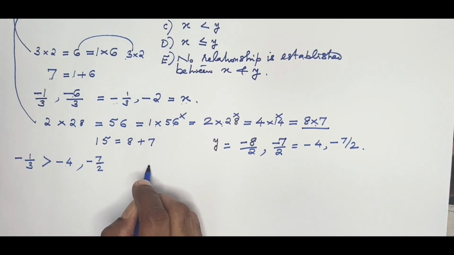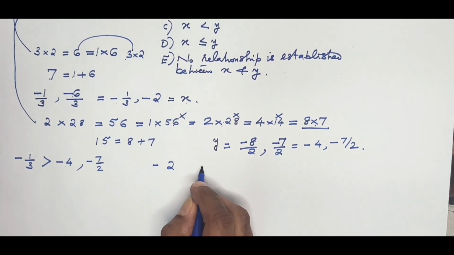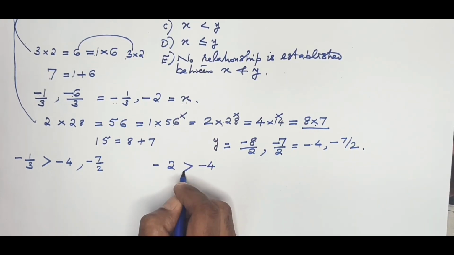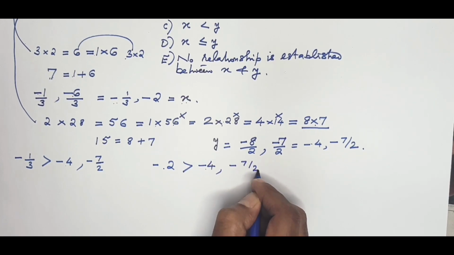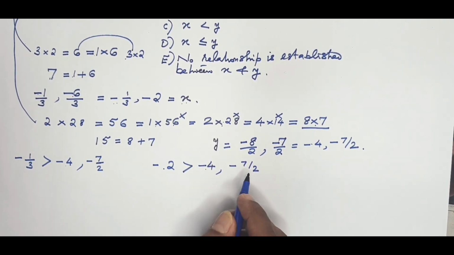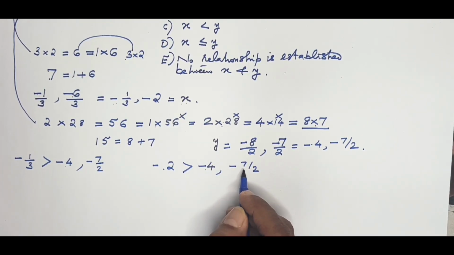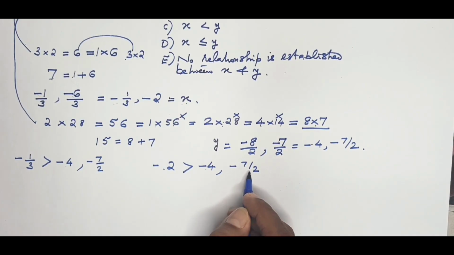Now take the other one, minus 2, the second value of x. The first value of y is minus 4. If you compare them, obviously this is bigger. Again, if you take minus 7 over 2, that also is, see, 7 over 2 is bigger than 2 magnitude wise. So the number as a whole will be smaller. Rather, minus 2 will be greater than minus 7 over 2.